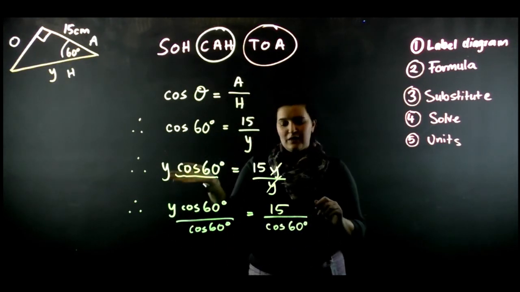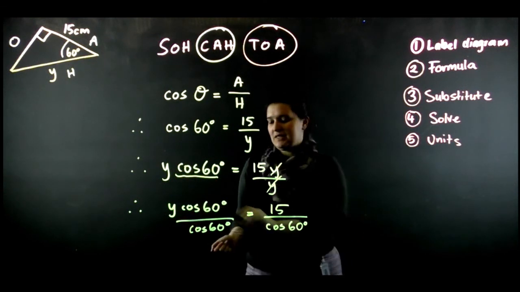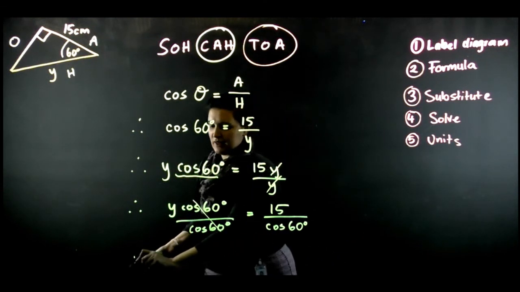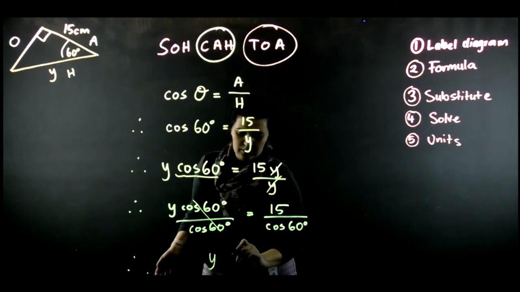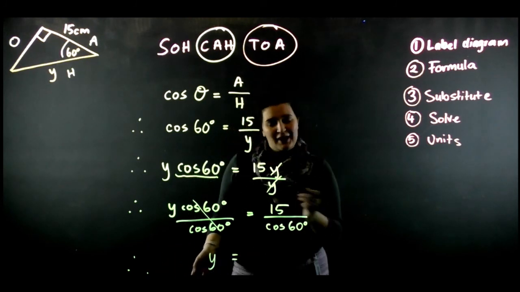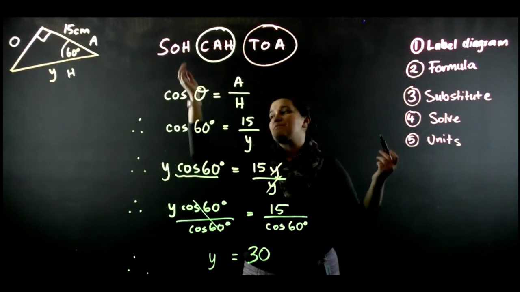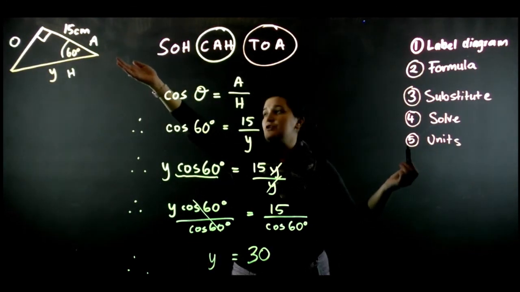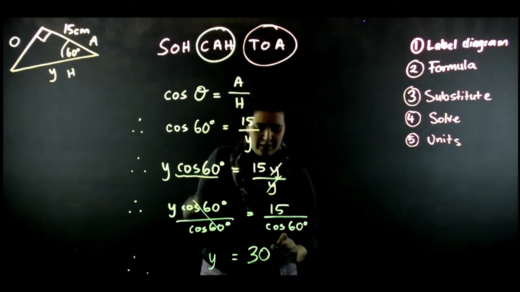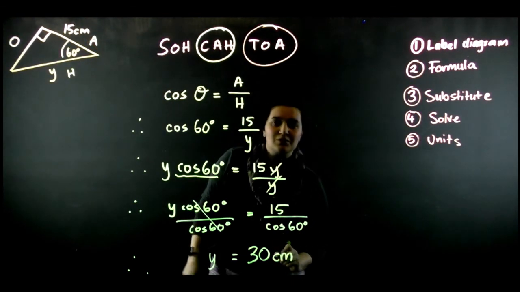Okay, cos 60 divided by cos 60 cancels, so I'm left on the left hand side with just y equals 15 over cos 60. And when I put this into my calculator, I get 30. Now, I need to do step 5, units. My units in my question are centimetres, so the units in my answer are also centimetres.